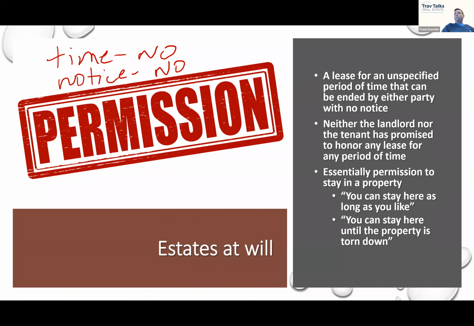That's called an estate at will. They have both just decided it's okay for the tenant to be there. Whatever arrangement they've come to, doesn't matter. Maybe rent's being paid, maybe rent's not being paid. But here's the key thing. Neither party can hold the other party responsible because they never promised time to each other. Can the landlord kick the tenant out on a moment's notice if they have an estate at will? Yes. Can the tenant just leave and never even tell the landlord they're moving out? Yes. Okay.